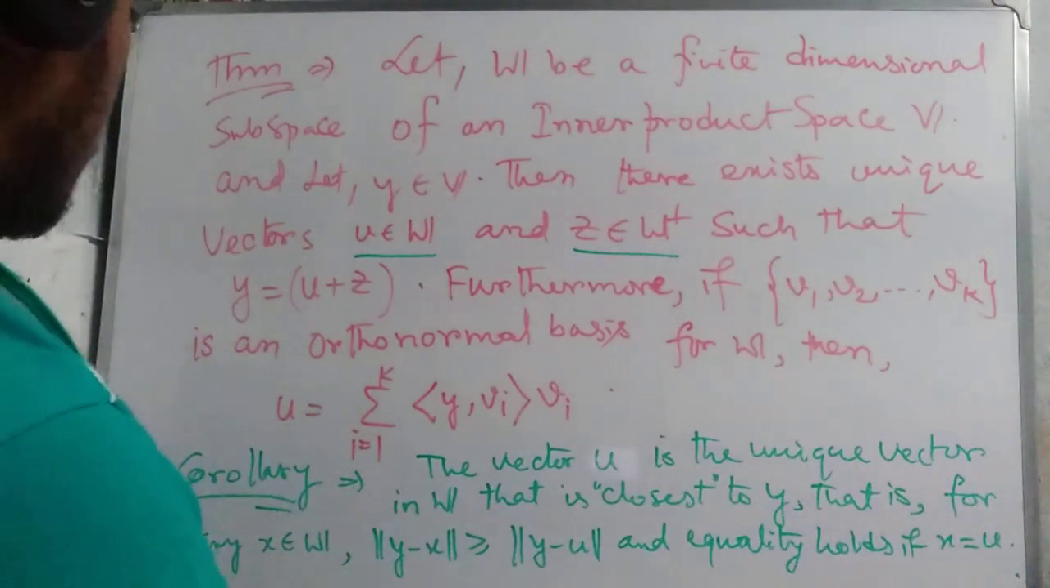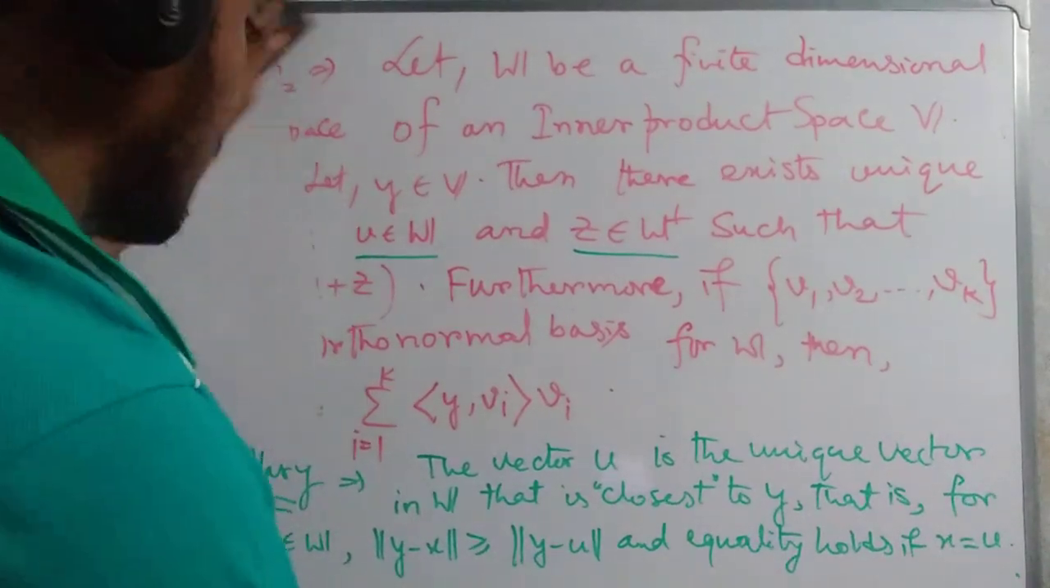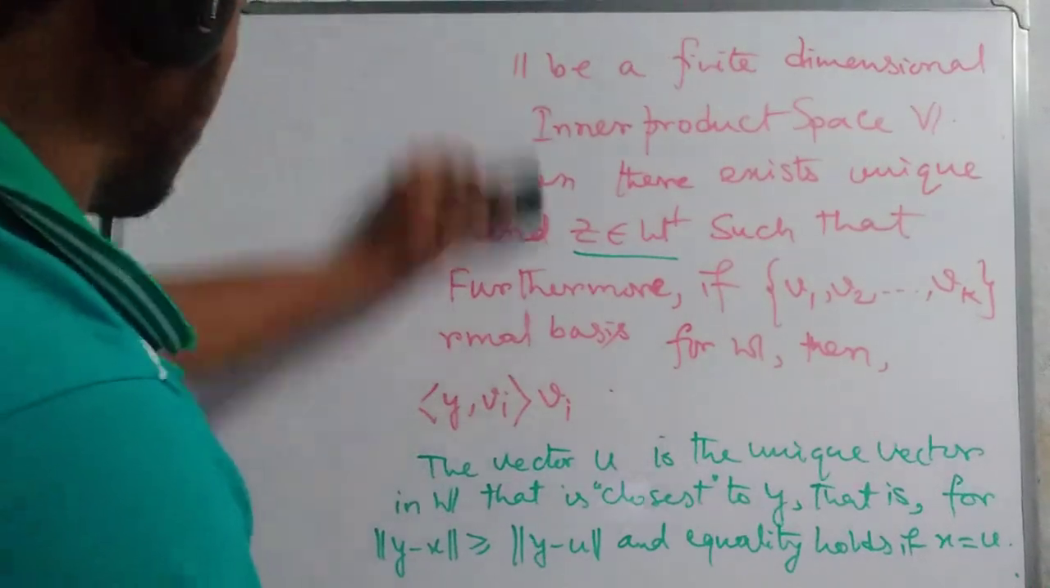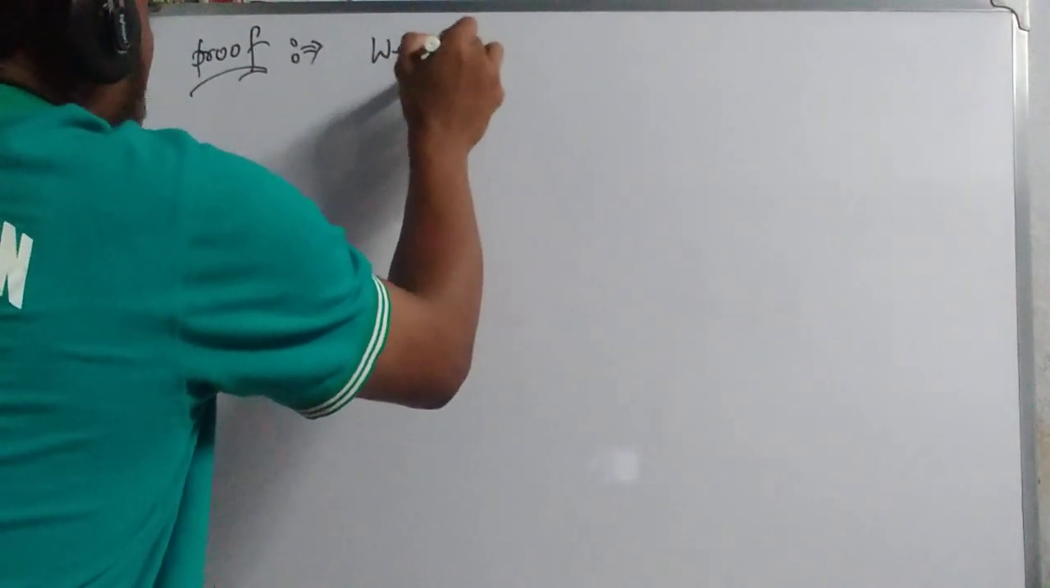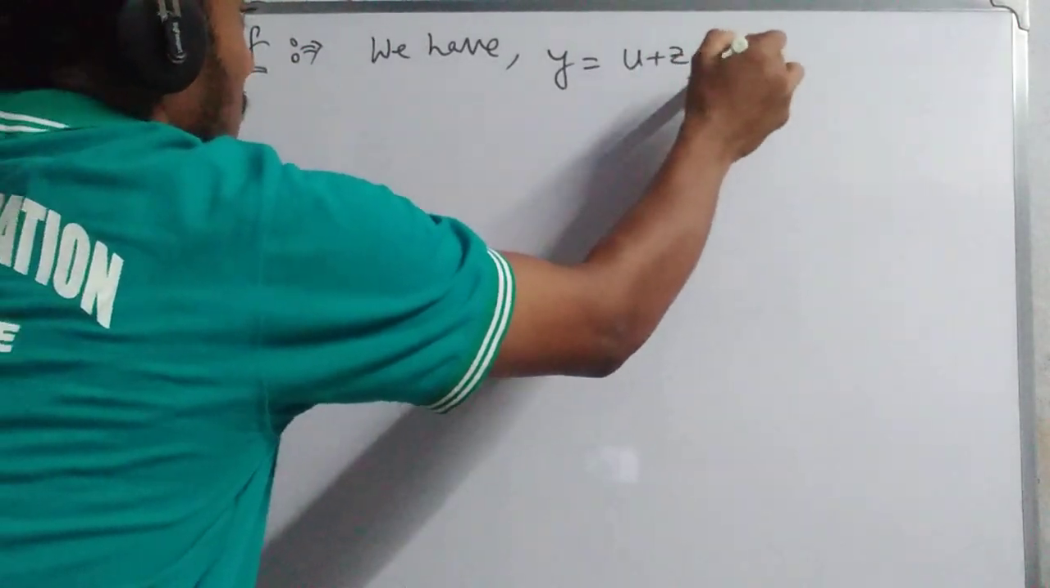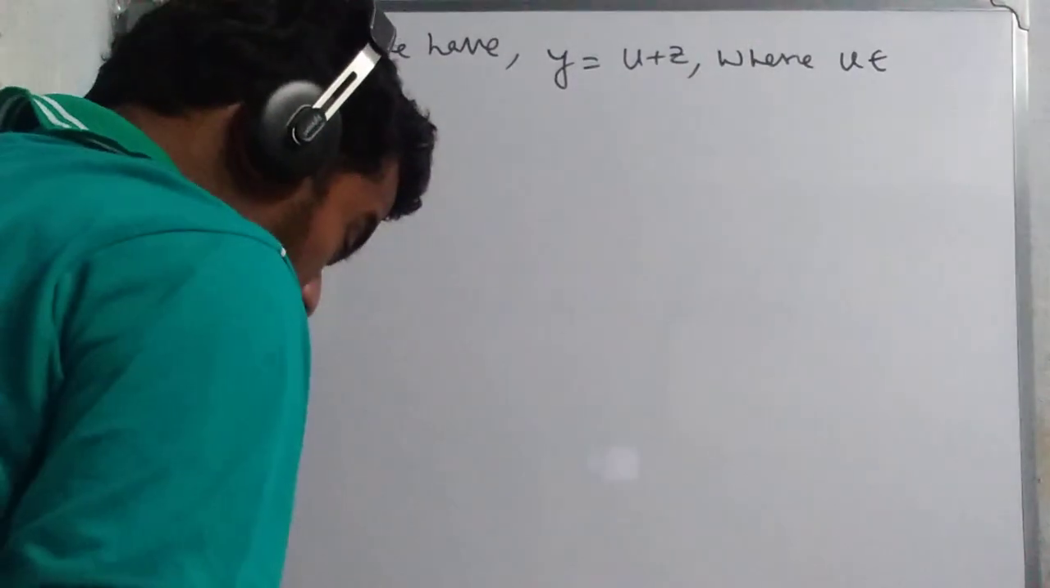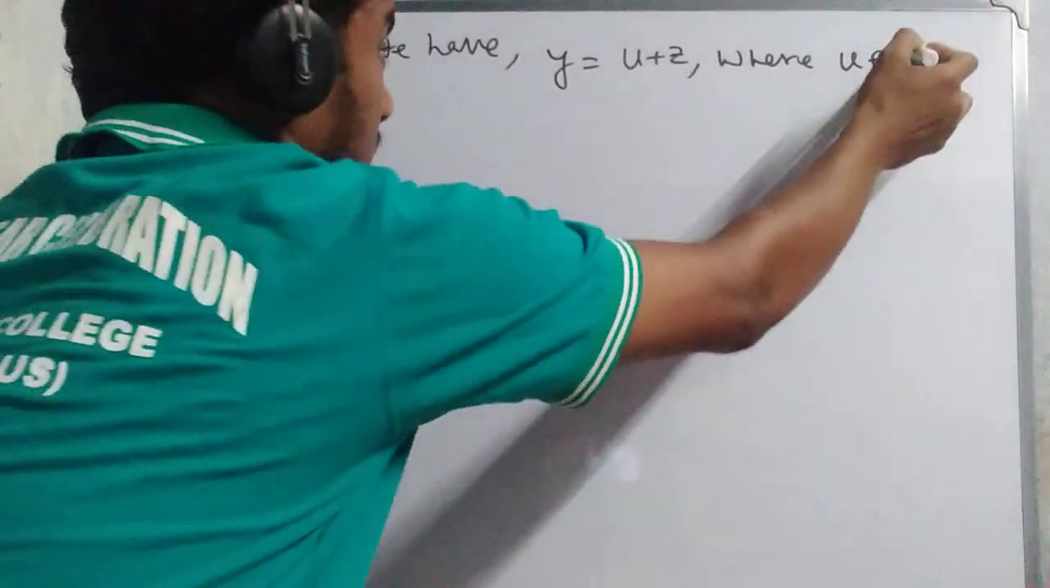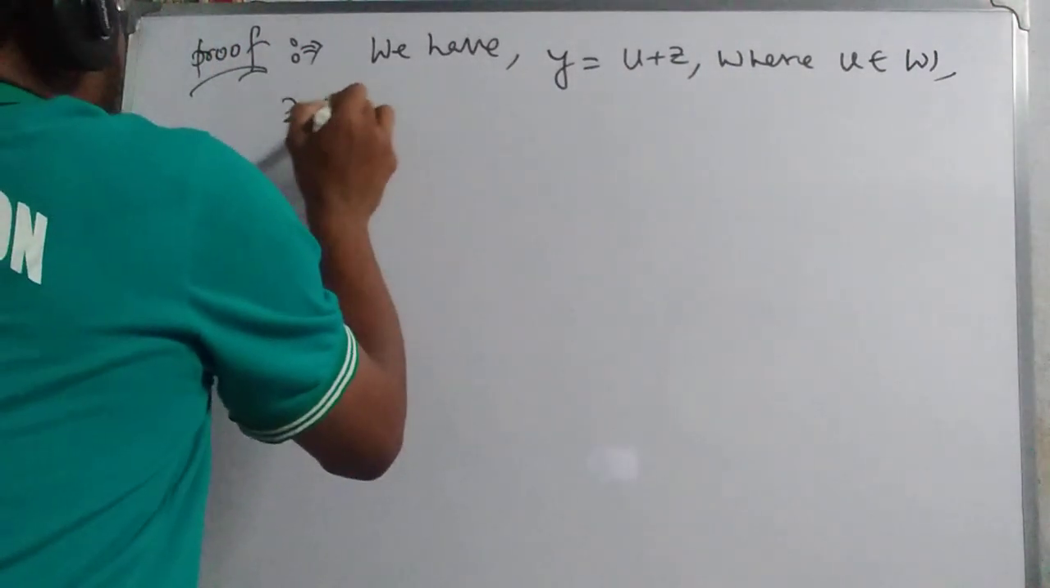Now we are going to prove that. We now erase that portion and go on to prove it. So we prove this corollary now. We write here the proof. So here we have y equals u plus z, where u belongs to W and z belongs to W perp.